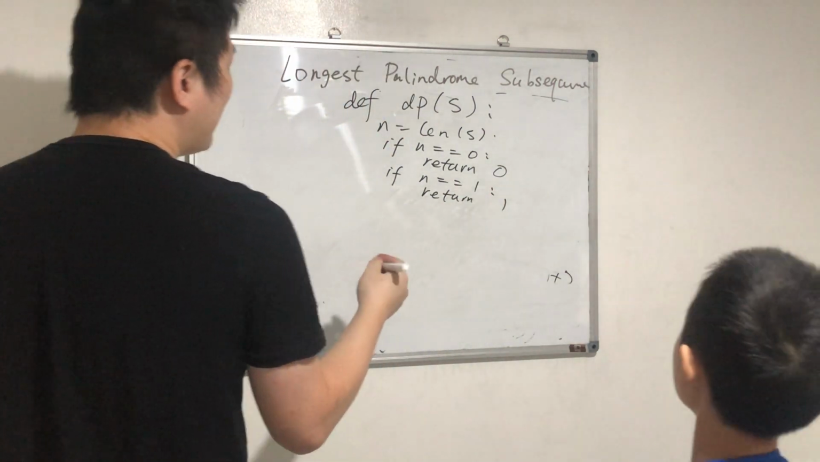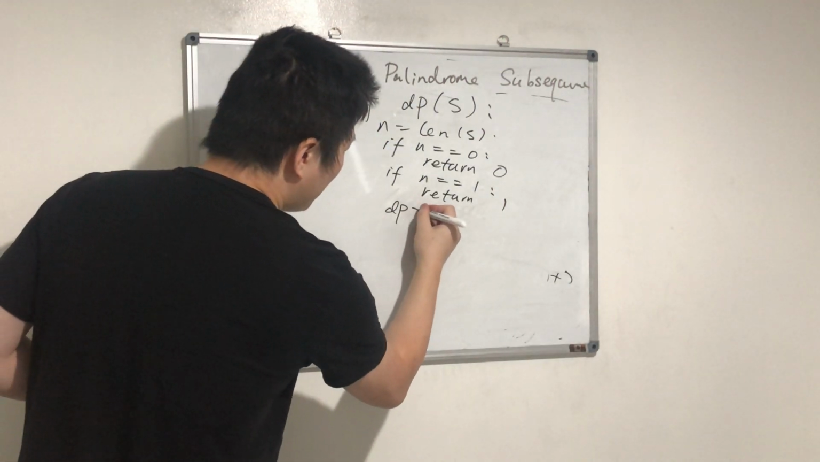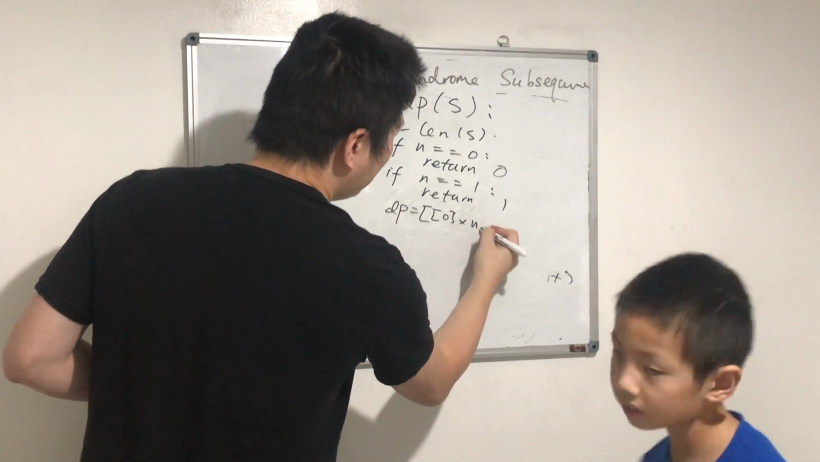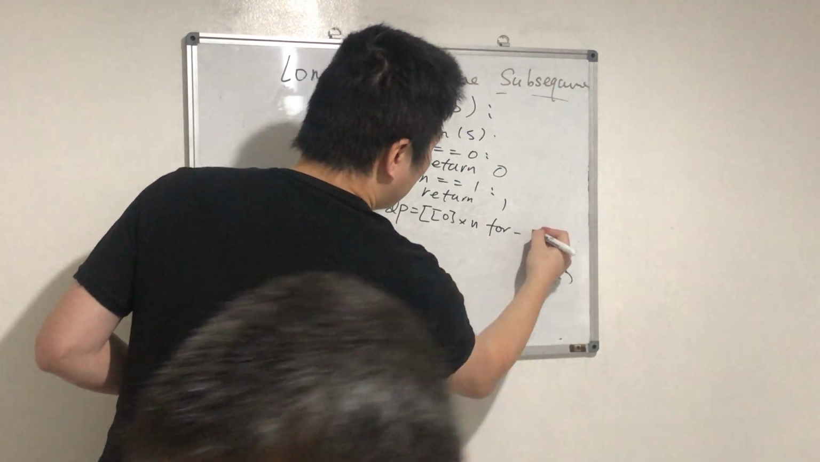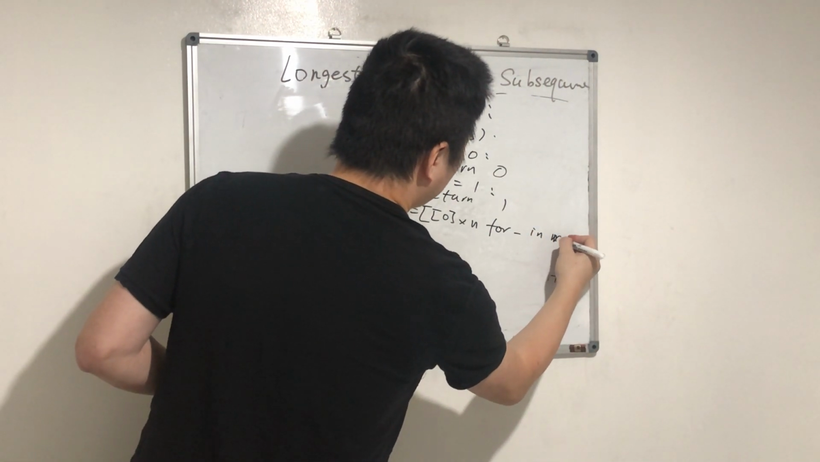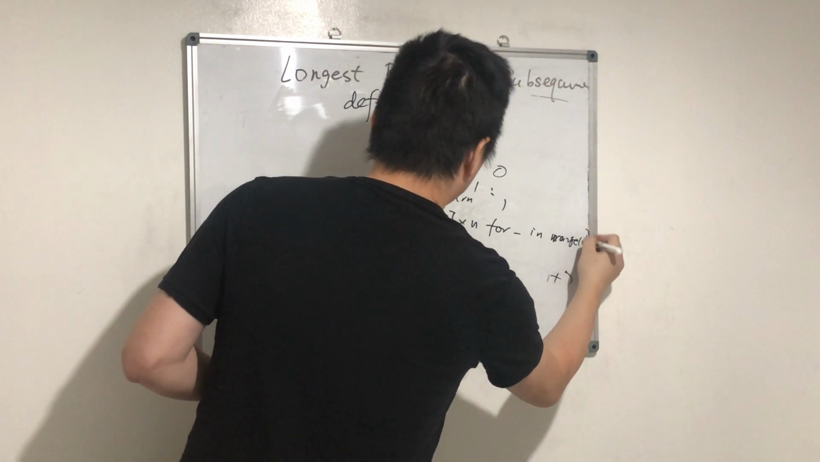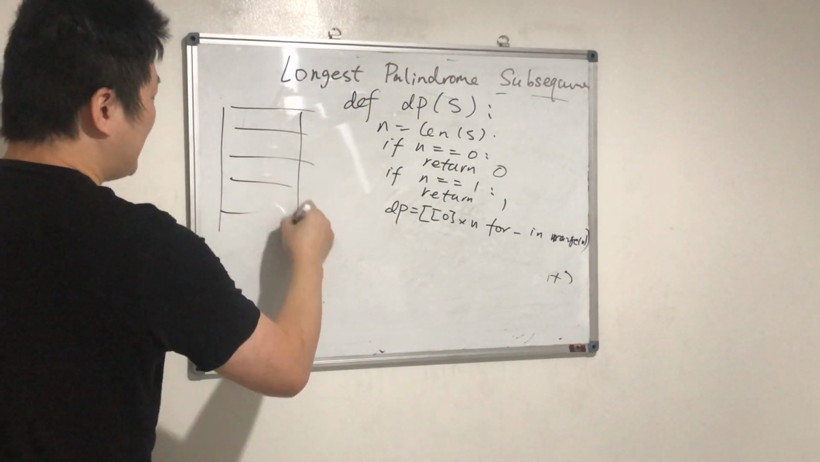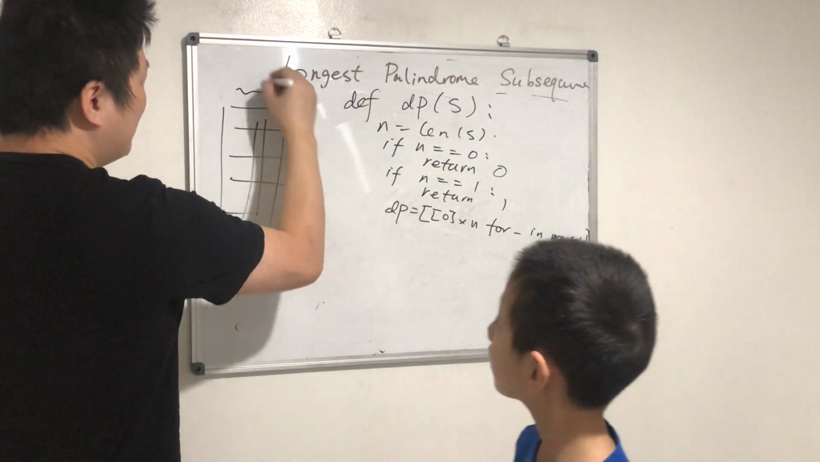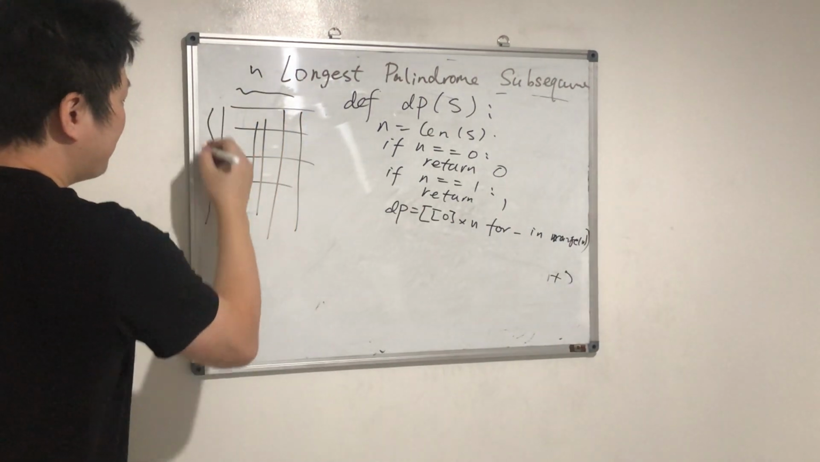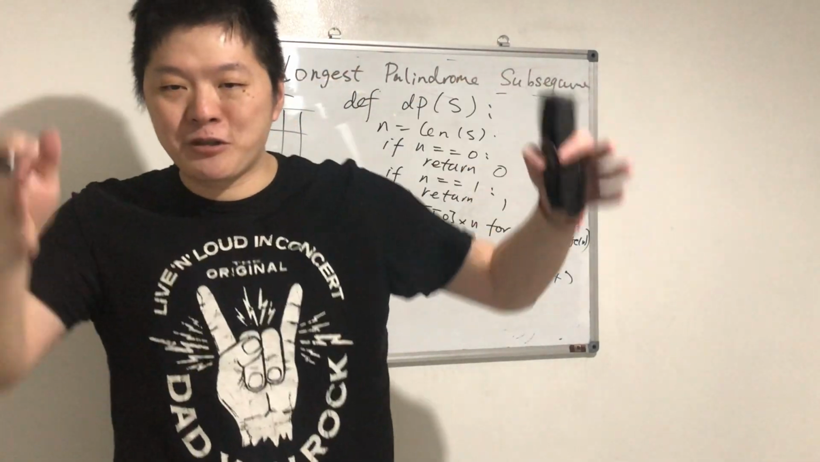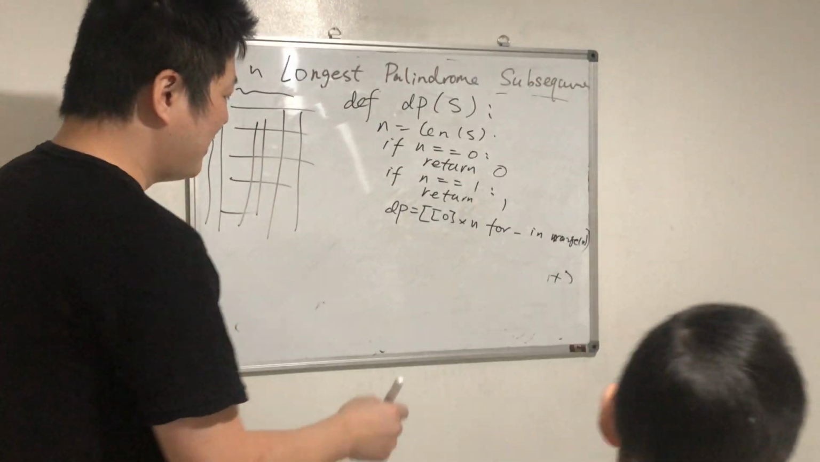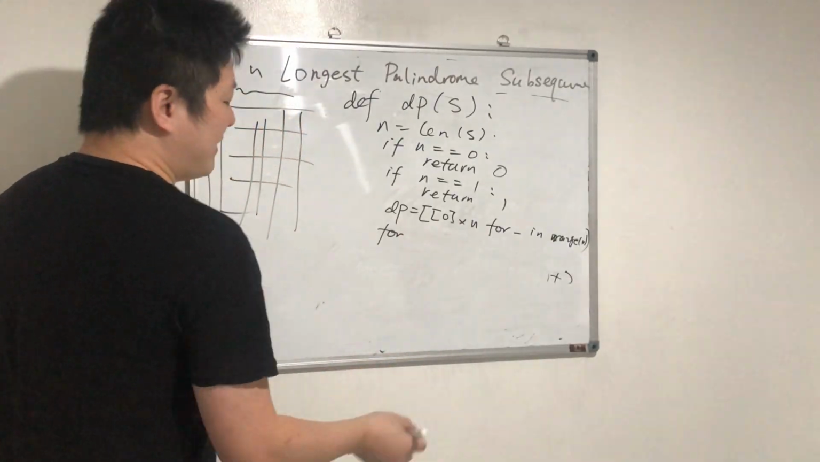Now we need to create a dp array. dp equals 0 times N for in range N. So what does it mean? It means that dp is a two-dimensional array. There are N columns and N rows. This creates a matrix. Now I need to fill it in, right?